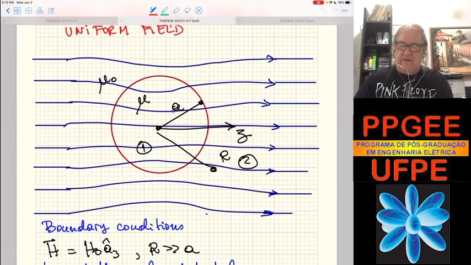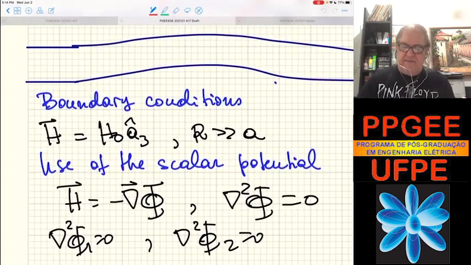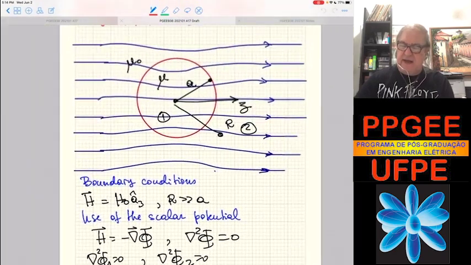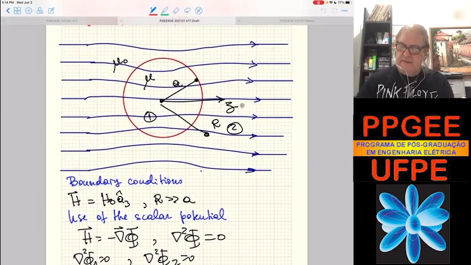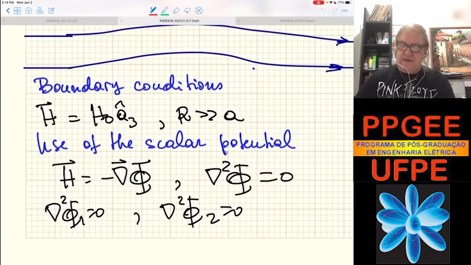We have a field that's uniform, then I put a permeable sphere of radius a in this region. It's going to distort the field, but the field is going to be uniform far away from the sphere. Okay? So in this case, I'm going to use the Laplacian of the scalar potential. Now, the boundary condition is that we have an applied field which is constant. Let's say that this is the z direction. So far away from the sphere, the field is constant.